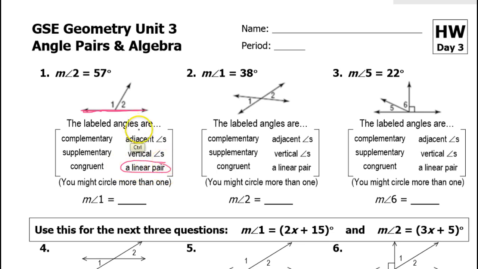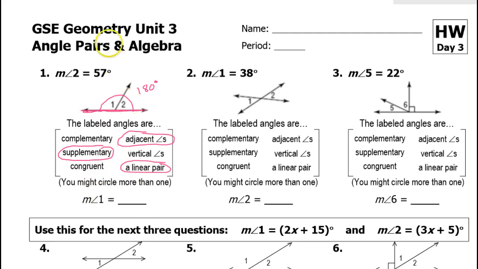And when you have a linear pair like this, they are supplementary. Because they form a line together, that means they add up to 180 degrees. And that's what supplementary means. These are also adjacent angles because that just means that they are right next to each other and they're not overlapping. They're not congruent, they are not complementary.